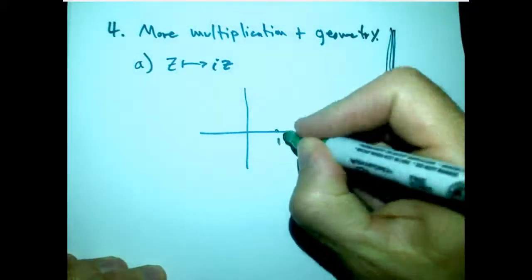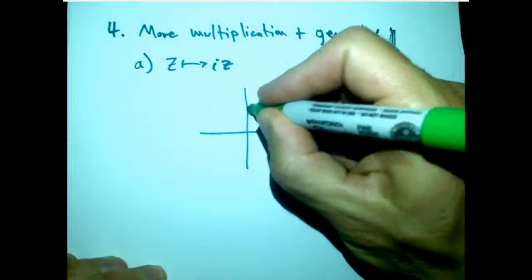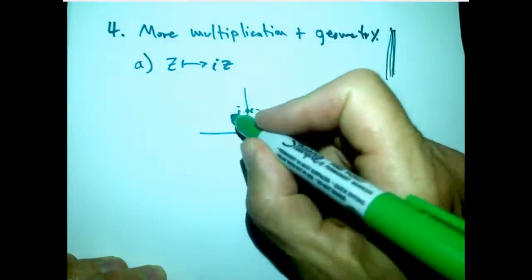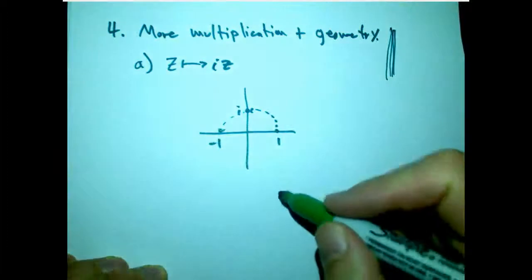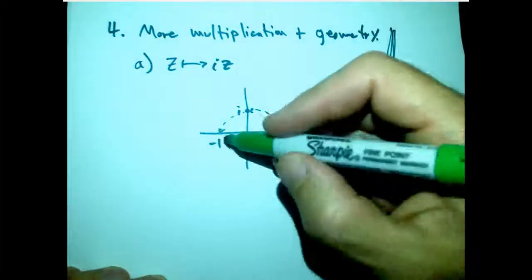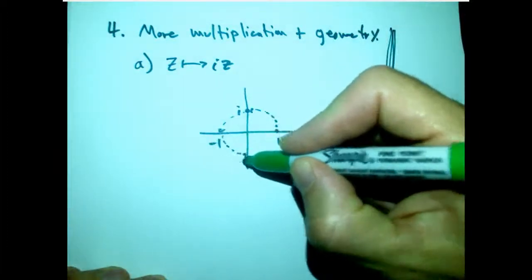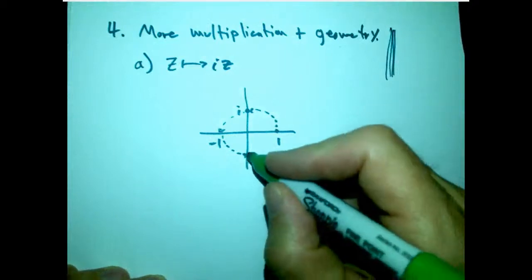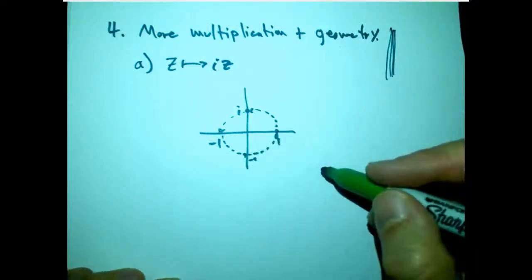Well, 1 goes over to i, of course. i becomes minus 1. That's, of course, the whole point. i squared is minus 1. Minus 1 goes to minus i, which is going to be down here. And then minus i times i, nice little exercise, it's back to 1.